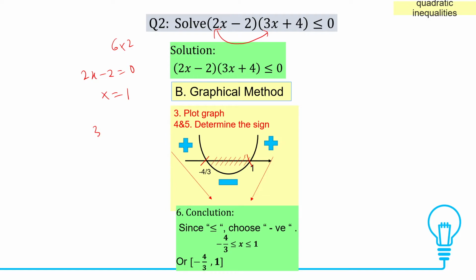And then the second one is 3x plus 4 equals to 0. My x actually is negative 4 over 3. Okay, so I have these two and then smiling. And then I still need to label. The one above the x-axis is positive, the one below it is negative, and this one is less than equal than, then we choose the negative sign, and this one count with the equal sign. That means it's negative 4 over 3 and 1. Or you want to write it in the interval square bracket.